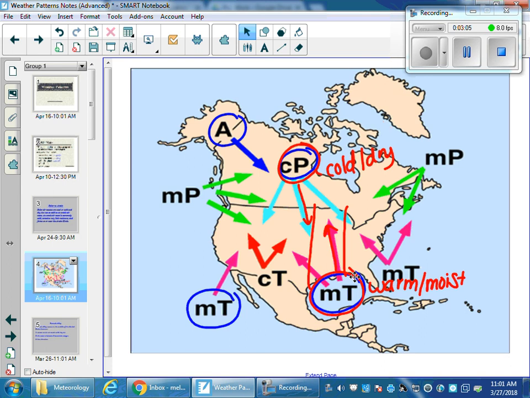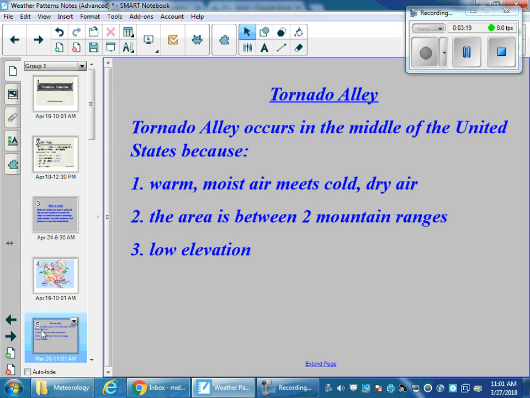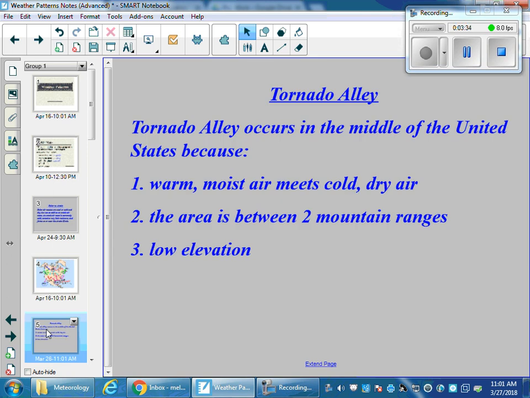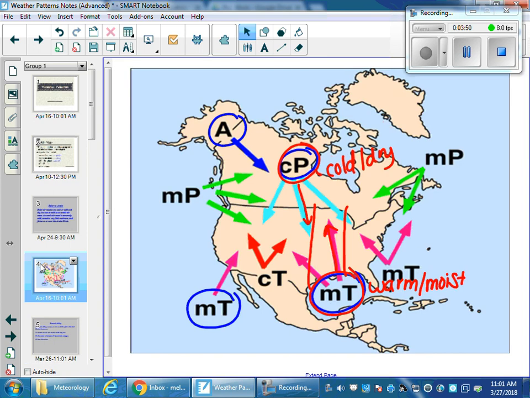Now, there are three reasons why we get a lot of tornadoes in this area. The first one is that we have cold, dry air and warm, moist air that are meeting each other. And if you see, that really doesn't happen a lot of other places on here except in the center, and that's how we get Tornado Alley. It's also because it is between two mountain ranges. So on the west over here, we have the Rockies, and on the east we have the Appalachian Mountains. And then the other thing is that it is at a low elevation, which is more likely for tornadoes to form. So because of those three different reasons, we end up with Tornado Alley. And Tornado Alley, again, remember, is that place in the central U.S. where you end up with lots of tornadoes, more tornadoes than any other area in the world, because of these unique conditions that all occur together.